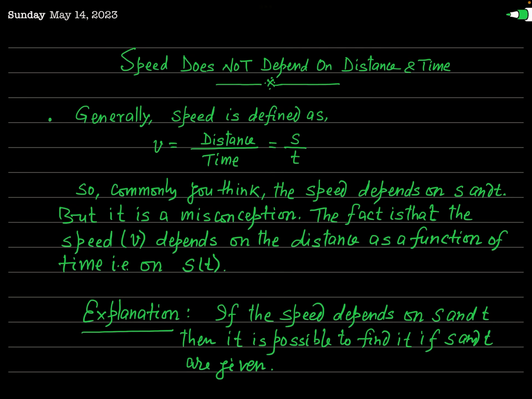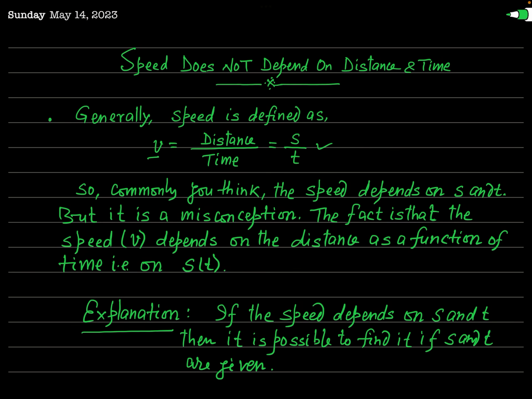In today's short video, we are going to deal with a very common misconception regarding the speed of a particle or speed of a body. In general, speed is defined as distance covered by a body in 1 second or in unit time. So you define a speed v equal to distance over time, that is symbolically s by t, where s represents the distance and t time.